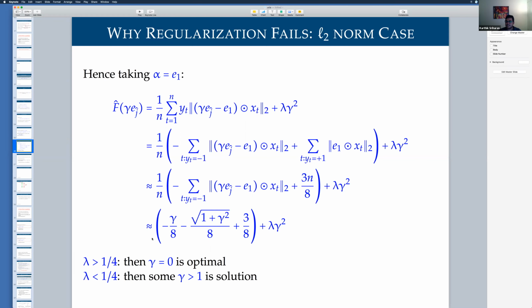And now the idea is the following. Whenever lambda is larger than 1/4, the regularization is strong enough, and so the best thing for me to do is just to pick 0 as my solution.